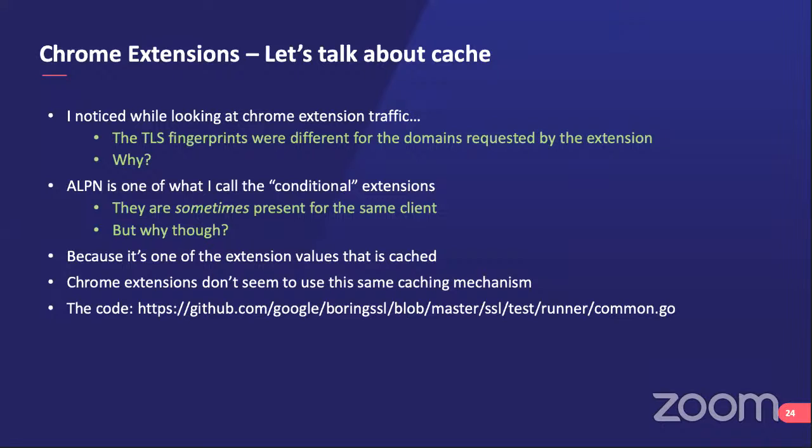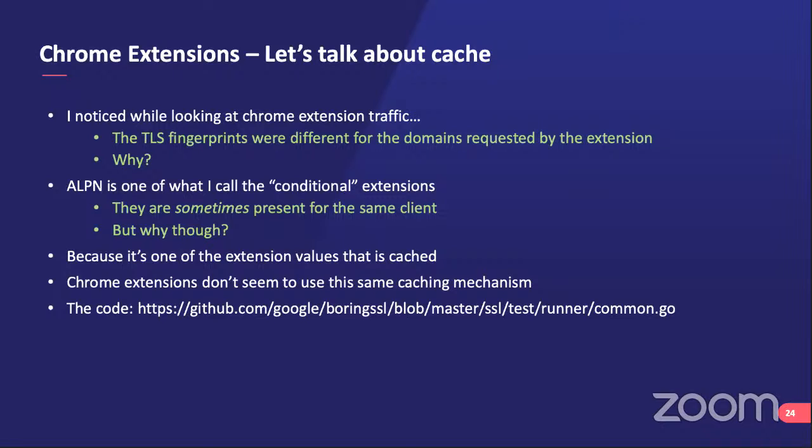But it is what I call one of the conditional extensions, although I never looked into why until recently. Conditional extensions are just those that are sometimes present for the same client. So same browser, sometimes the ALPN is there, sometimes the ALPN is not. But why? That's what I looked into. It looks like there are a number of extension values, depending on the SSL library, that are cached. And Chrome extensions, for whatever reason, don't seem to have access to, or choose not to use, that same caching mechanism that the browser uses. If you want to look at the code, the link is there. This will be posted on YouTube later, so you don't have to write it down now. But quick, take a screenshot if you feel like looking through Go code.